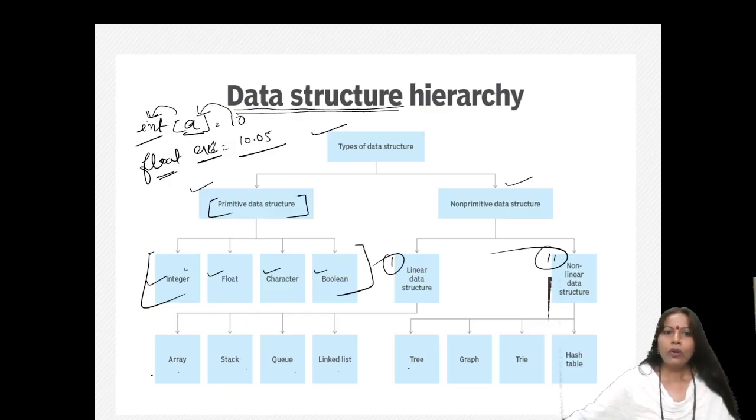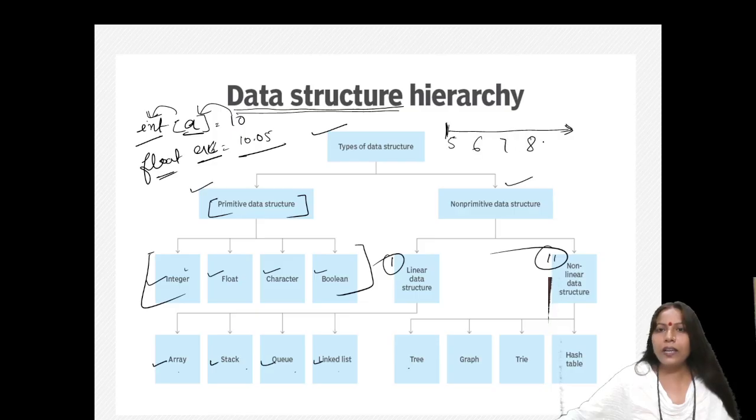Okay. Array, stack, queue, and linked list are the types of linear data structure. Linear data structure है क्या? Here we can arrange our data in linear form, in a sequential way. यहाँ हम डेटा को रिप्रेजेंट कर रहे हैं सीक्वेंशियली वे में. Like 5, 6, 7, 8, 10, 2, like this. This is the linear form, the one-dimensional way. We can represent our data in a one-dimensional way.